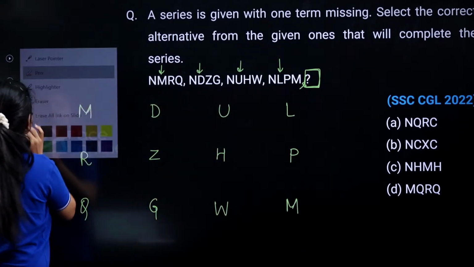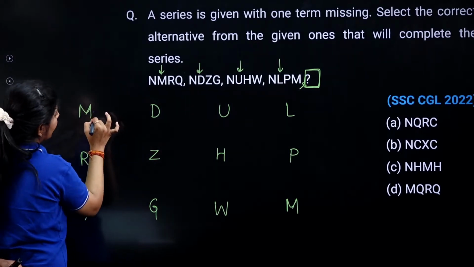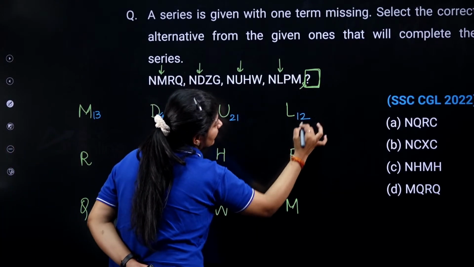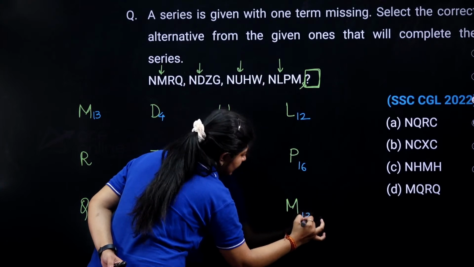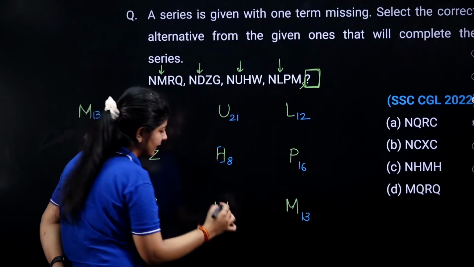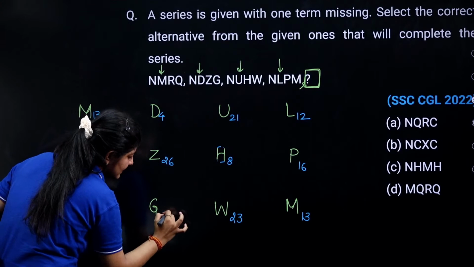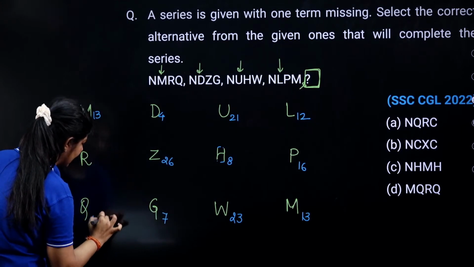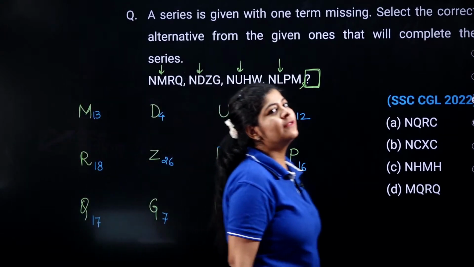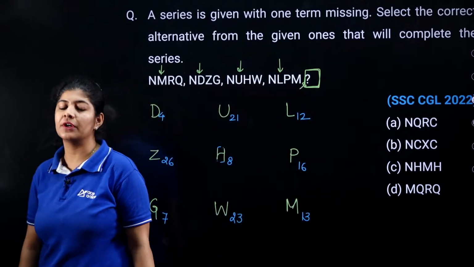Okay. Now the next step is just to write the associated numbers. M13, D4, U21, L12, P16, M13, H8, and if we join it like this, 8, 23, 26, 7, 17 and 18, right? Okay. Now with the help of this we have to determine the elements.